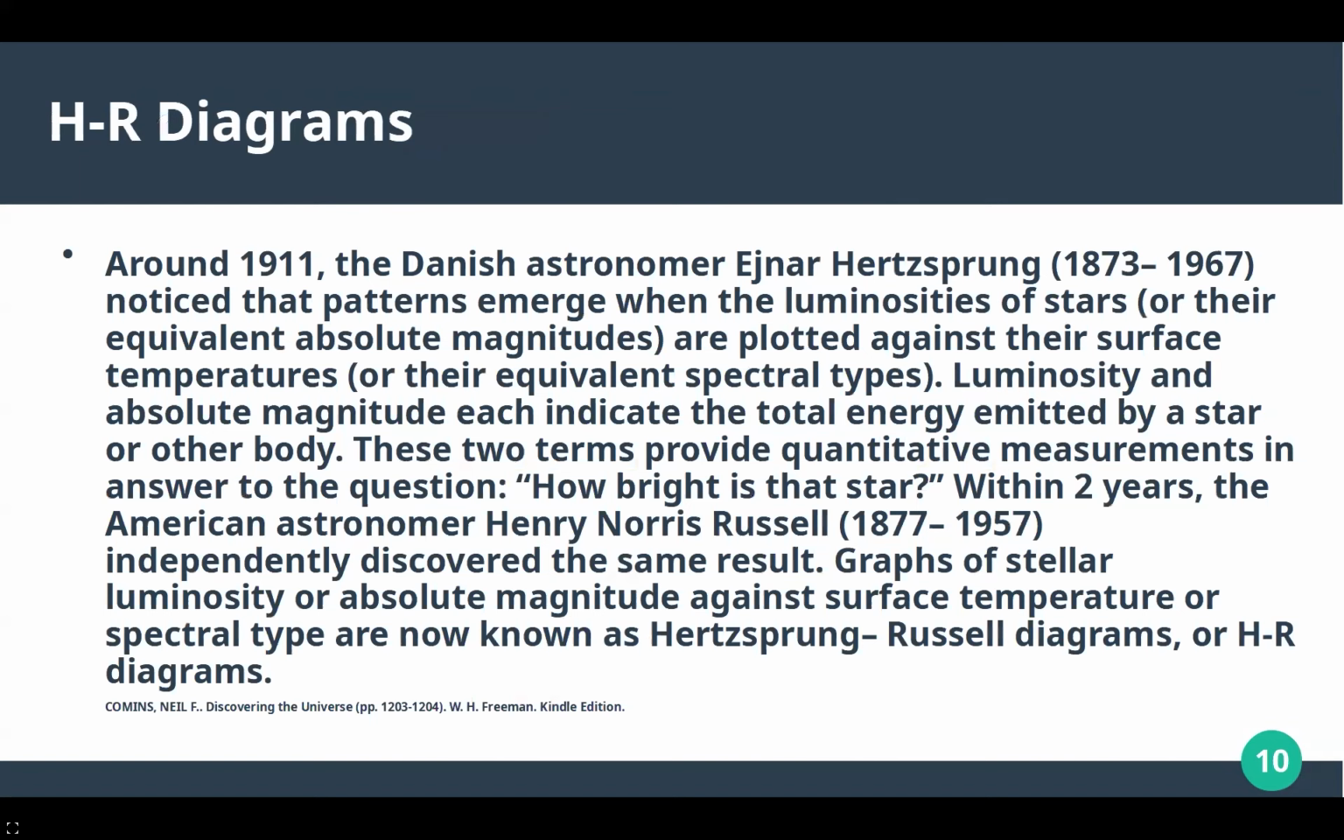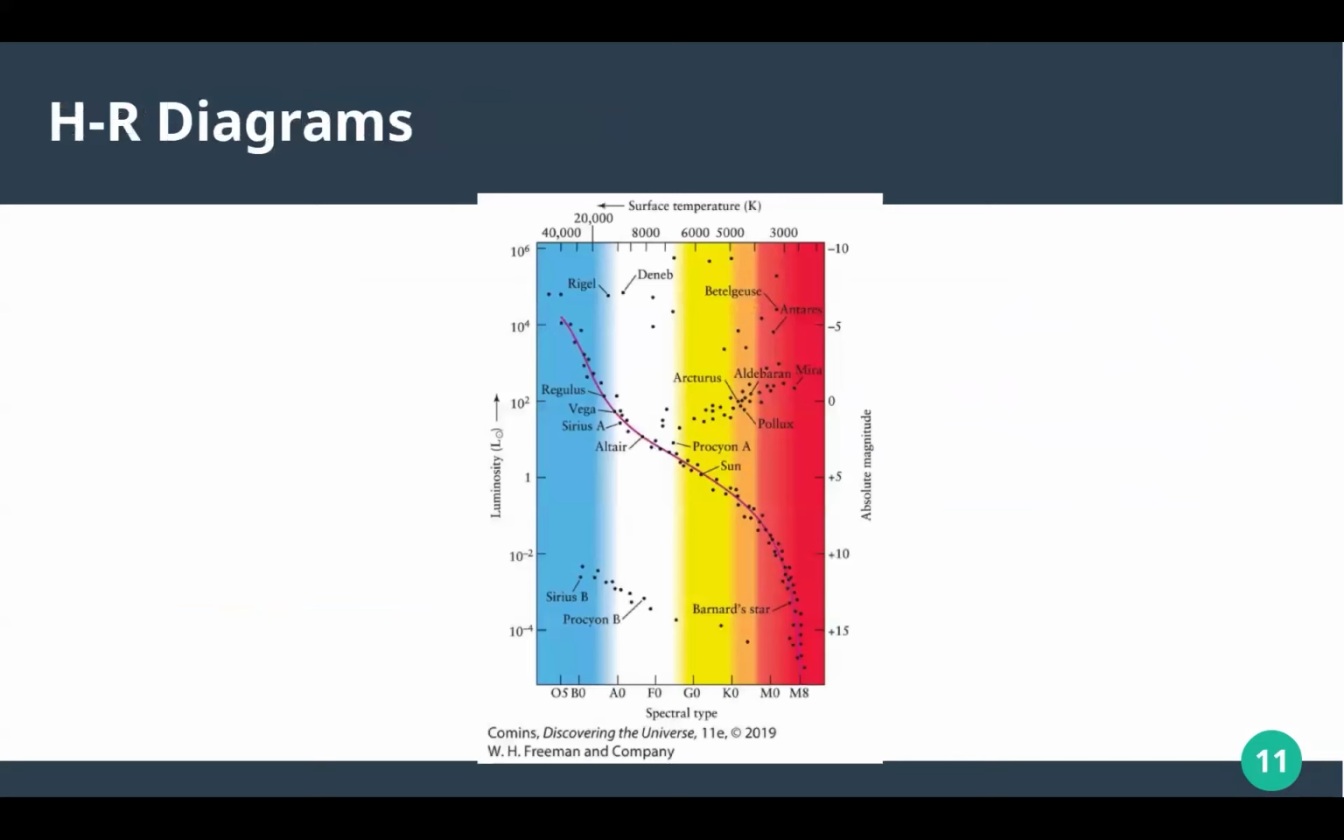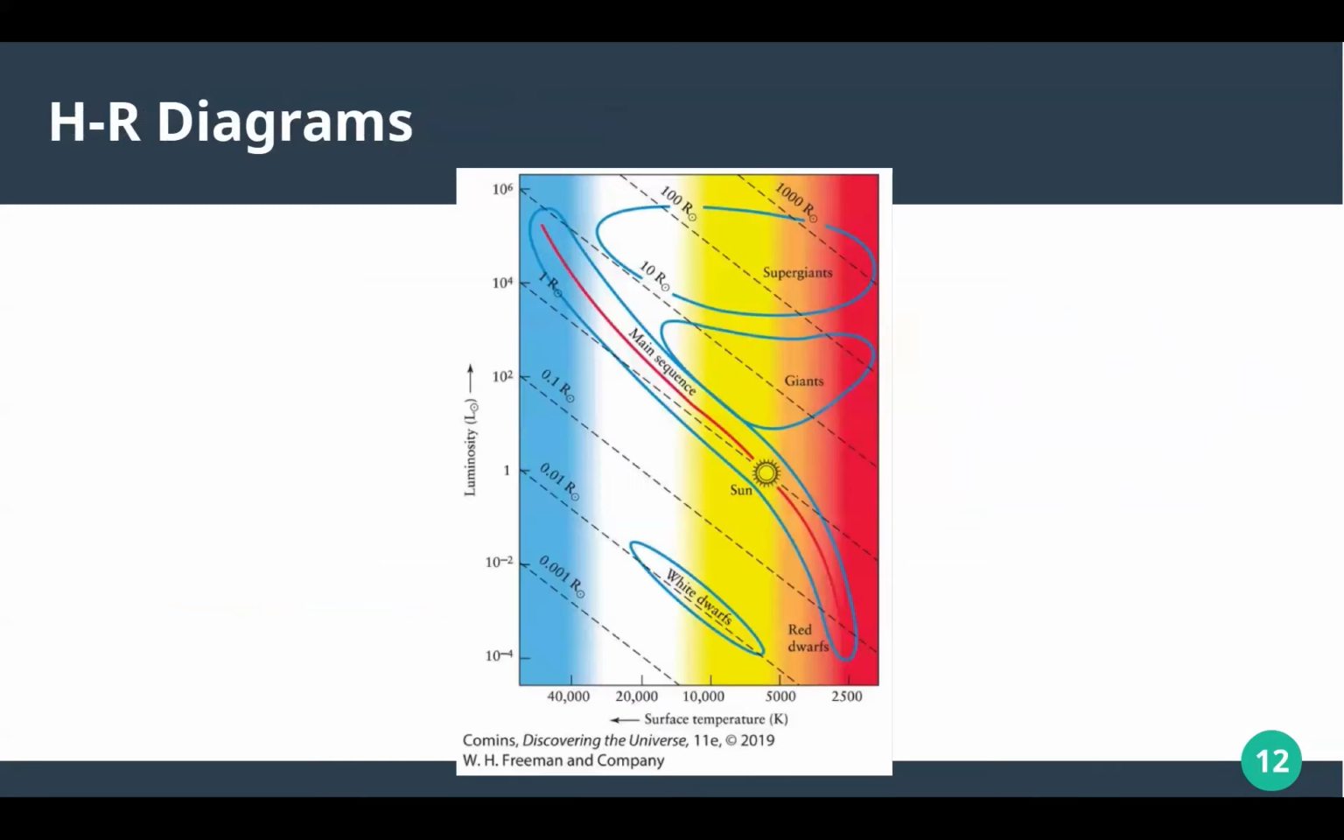Graphs of stellar luminosity or absolute magnitude against surface temperature or spectral types are now known as Hertzsprung-Russell diagrams, or HR diagrams. We see here HR diagrams of several stars, with the main sequence stars being that curve down the middle, and you will also notice that there are clusters of other types of stars which are dependent on some of the other stellar classifications and aid us in defining these other classifications for these stars. These clusters are grouped into the main sequence, which is what our star is one of, giants and supergiants, as well as white dwarfs on the bottom end.